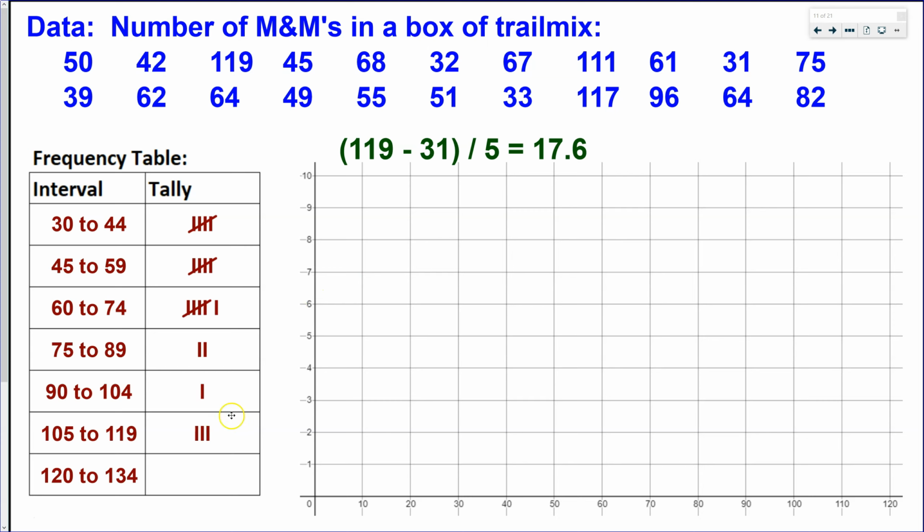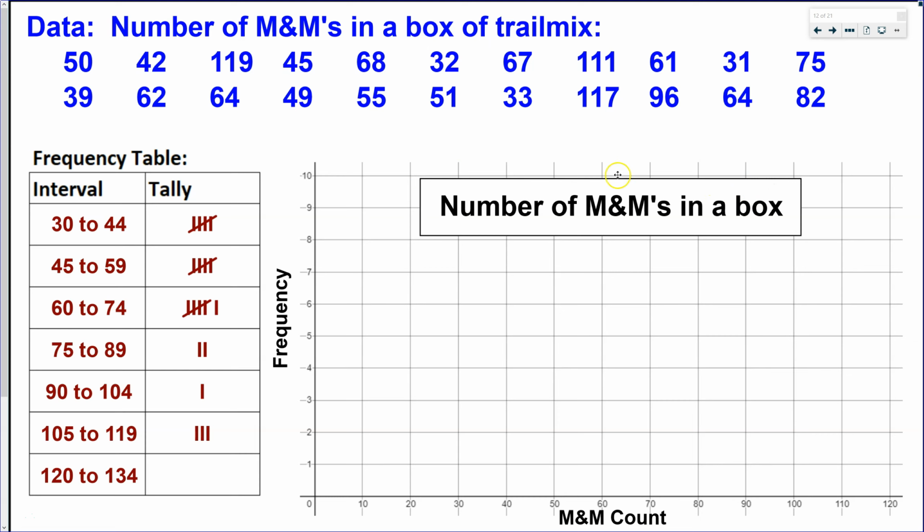So I do my tallies. If you wanted to write it out as a number with a third column, just label it frequency, you can. At this point, I'm just going to label my axes so I know what I'm plotting. So I'm going to say number of M&Ms in a box, put my frequency, as always, on the left-hand side, and the M&M count goes across the bottom. Then I just go box by box, so I need to go 5 frequencies high. So I'm going to draw a box right there that starts at 30 and goes to 44.9.